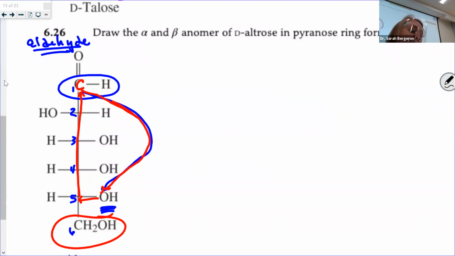All right. So I always like to start drawing with my oxygen in my ring. And then I know I'm going to have a 5 carbon ring. So it looks like the structure for a 6-carbon ring, but what's the 6th atom in the ring? Oxygen. We just don't name it. All right, so my anomeric carbon is my carbon 1.